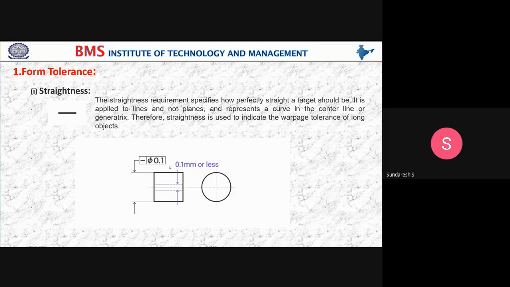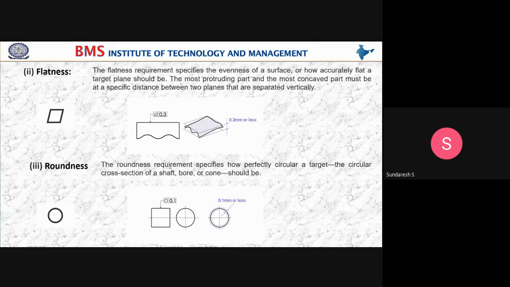This is straightness. Second comes flatness. The flatness requirement specifies the evenness of a surface or how accurately flat the target plane should be. The most protruding part and the most concave part must be at a specific distance between the two planes that are separated vertically. See, the flatness is represented by this symbol. Look at this parallelogram. Just like a parallelogram, this is the symbol which indicates flatness. So this is the representation of the symbol in your drawing sheet.